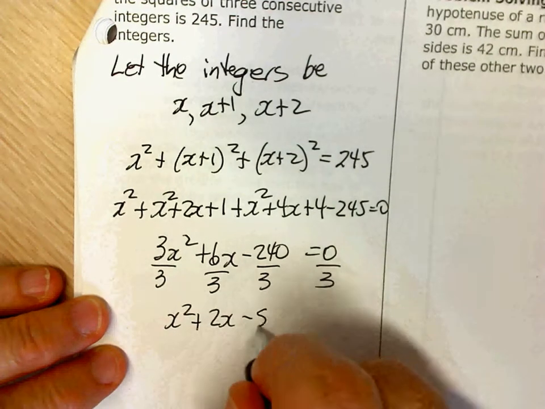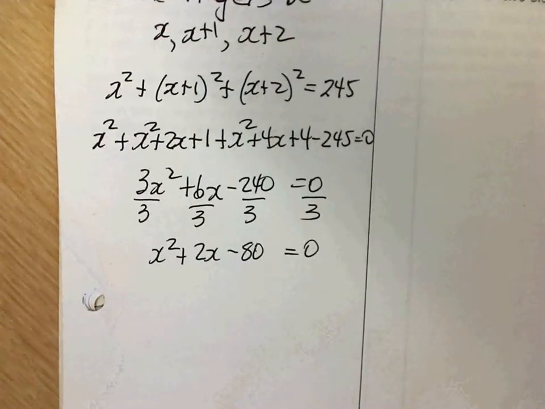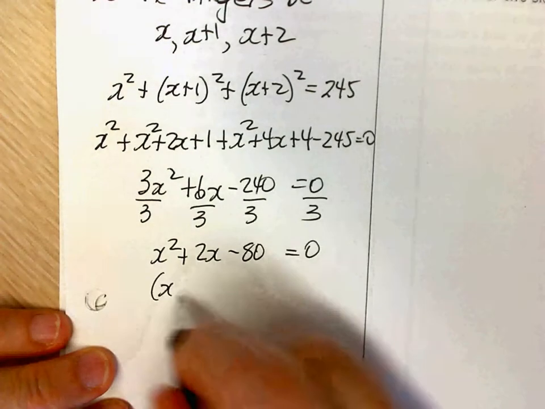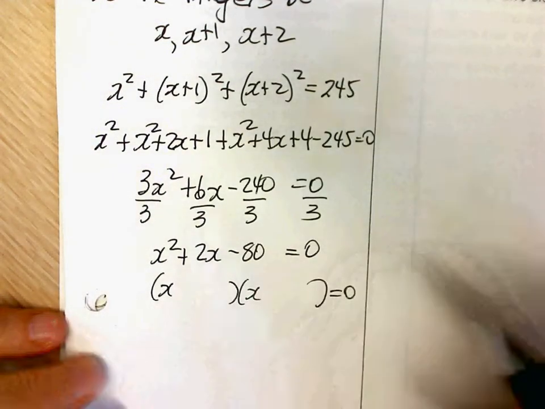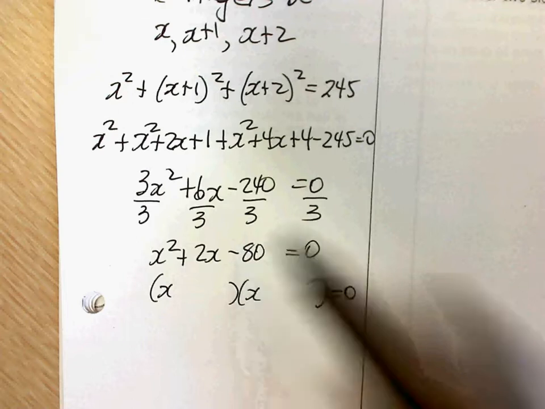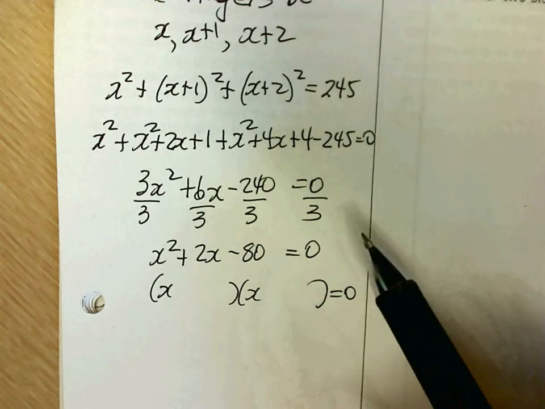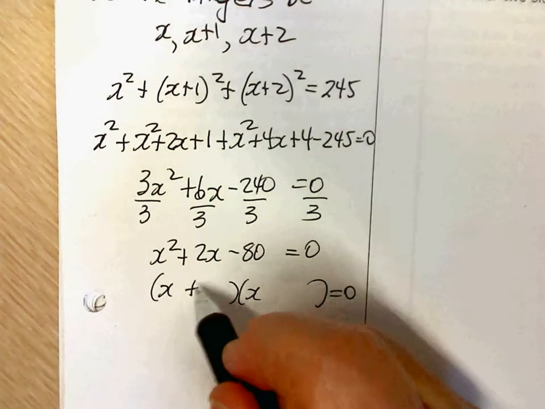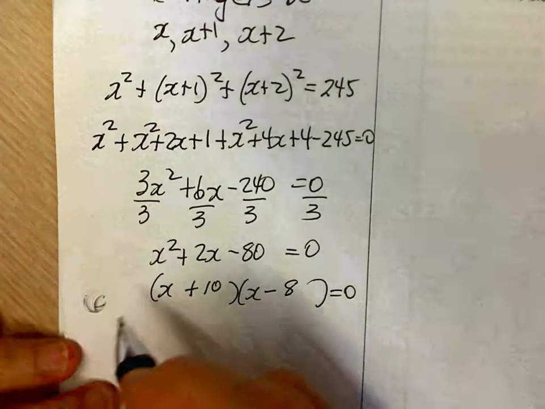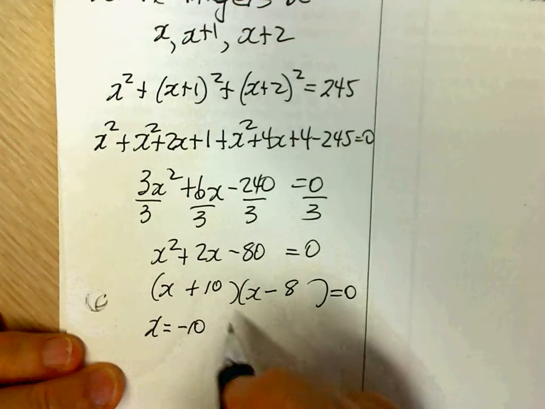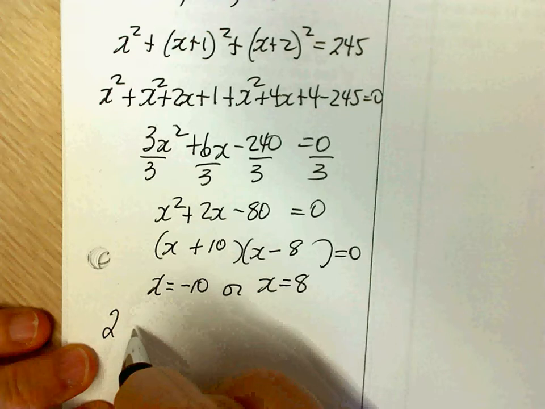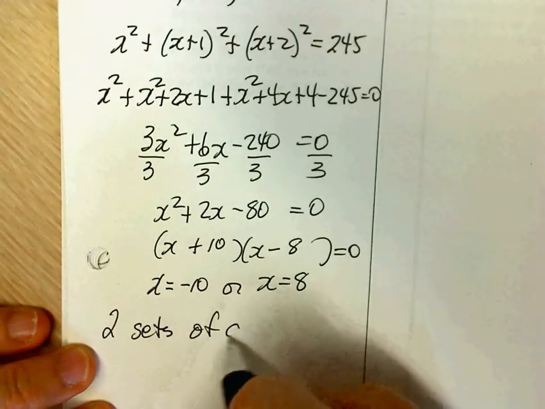How do you think we're going to do that? Well, this is negative. To get a negative number, we need a positive and a negative. One way to get 80 is 8 times 10. So why don't we make 10 the positive one and 8 the negative one? So x equals negative 10 or x equals 8. Looks like we can get 2 sets of answers that will satisfy this problem.